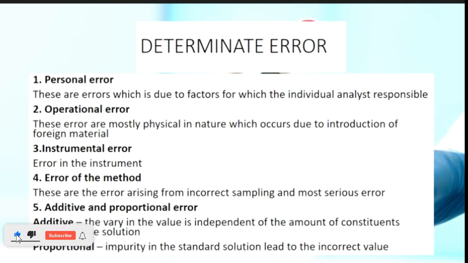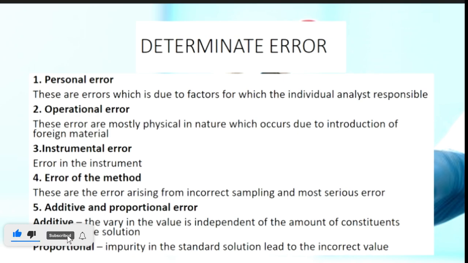Next is the error of the method. What errors can be obtained in the methods? This error is a more serious one because we cannot detect the proper answer for it. It can affect the sampling or anything else we are doing. For example, while using a pH meter, the standardization may be wrong, and in spectroscopy, background absorption may be present, so there may be wrong calculations.